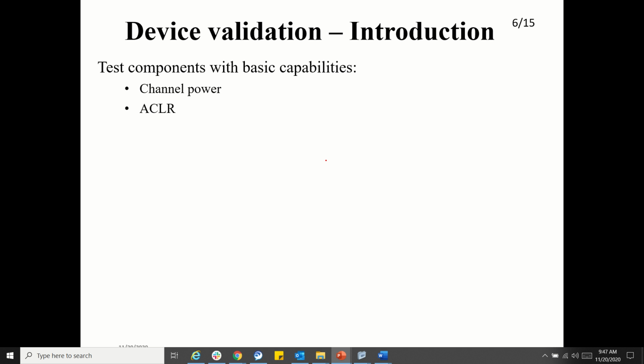Next is ACLR. ACLR means we will look at, for example, this is your desired bandwidth. First we will look at channel power. Channel power is what is happening within this band. There will be some guard band available within that band.